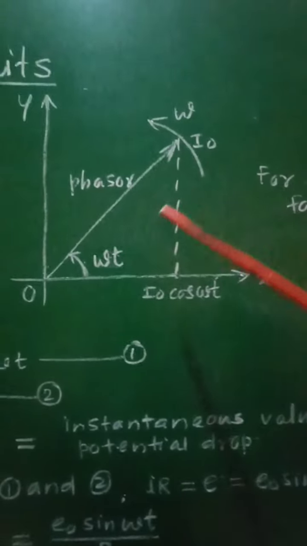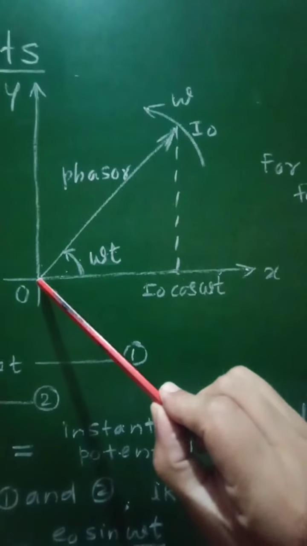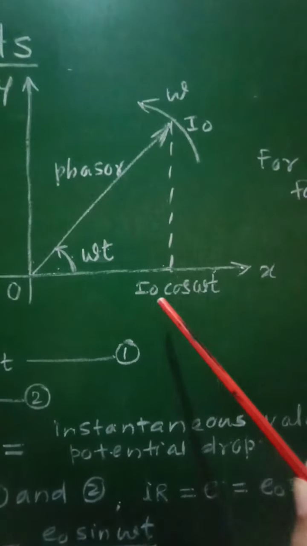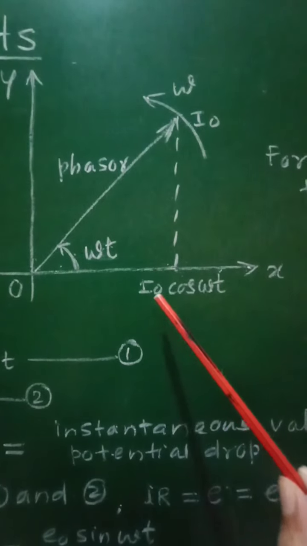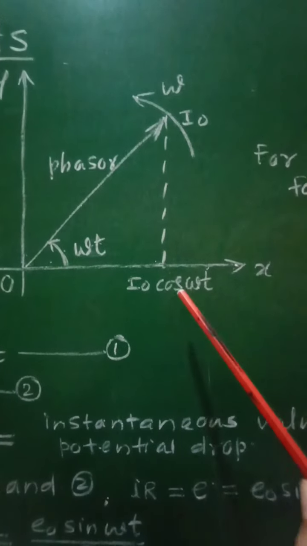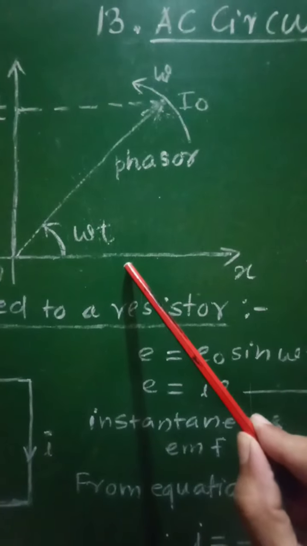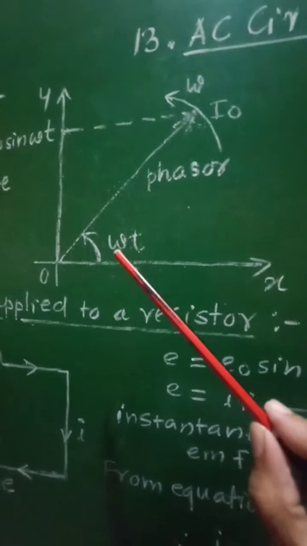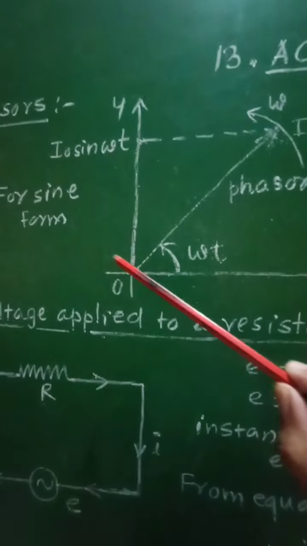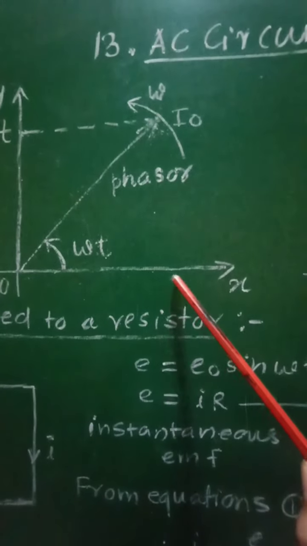Similarly, in cosine form, when the projection is drawn on the x-axis, this portion on the horizontal axis will represent I0 cos omega t, which is again the instantaneous value of current, but in cosine form while the previous is in sine form. If you combine the sine form and cosine form, then I0 sine omega t will be along the y-axis and I0 cos omega t will be along the x-axis.